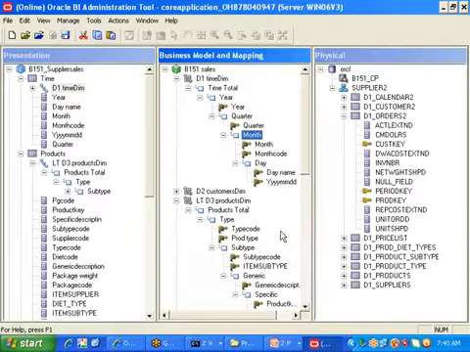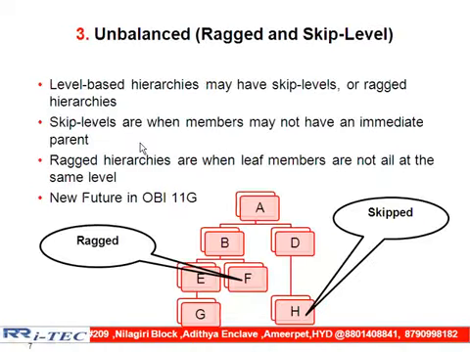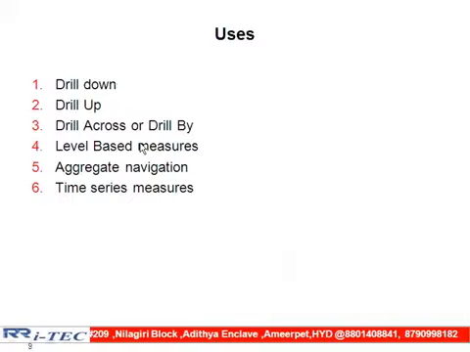Right. Yes, we created the hierarchy. Next, I need to understand the third advantage. We have so many advantages given here. Out of these advantages, we understood what is drill down, what is drill up, and what is drill across or drill by. The 4th one is what, sir? Level-based measure. The 4th one is level-based measure. Now this is the time to learn about it.